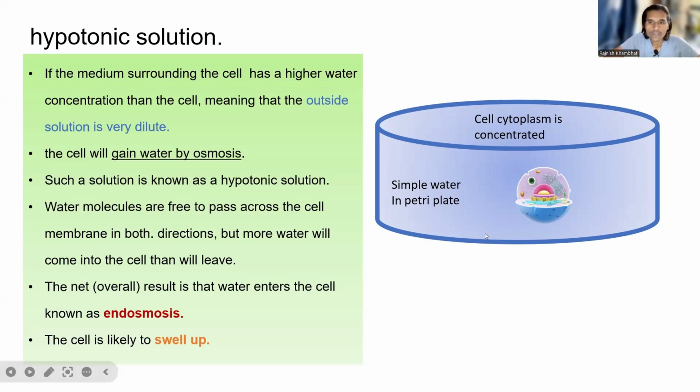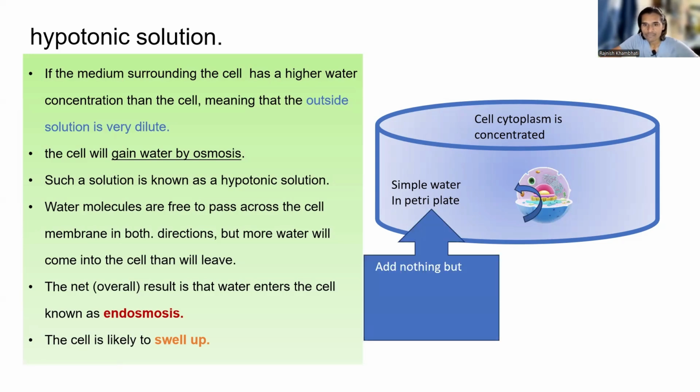So now you can see, because water is high outside and low inside, water will enter inside the cell. The cell cytoplasm is concentrated and outside is simple water, so water will enter inside the cell. Now, why is the outside water simple? Because we have added nothing. You can read this. Outside is a low concentrated area and inside the cell is a high concentrated area.